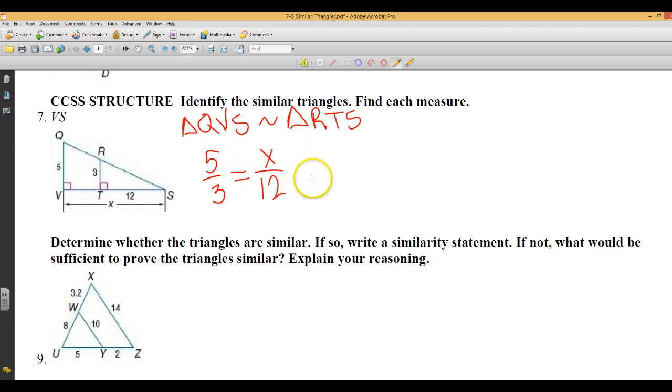And from here we would cross multiply and divide, so 5 times 12 is 60, equals 3x, and divide by 3, and x is equal to 20, and therefore x represents what we wanted to find, VS, so VS is 20.